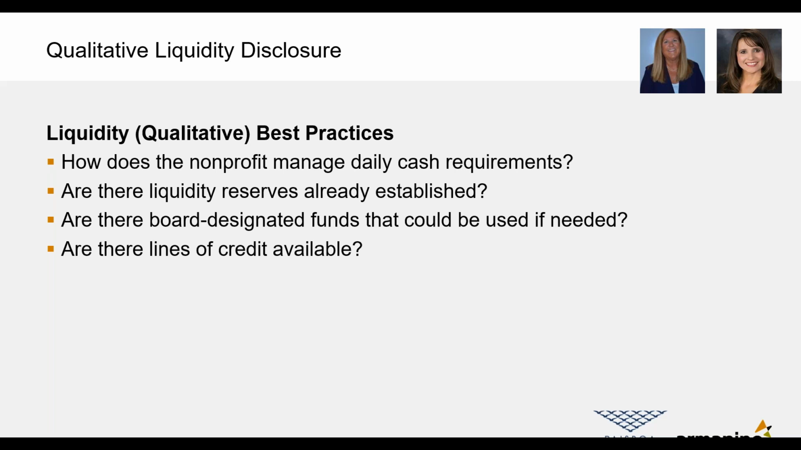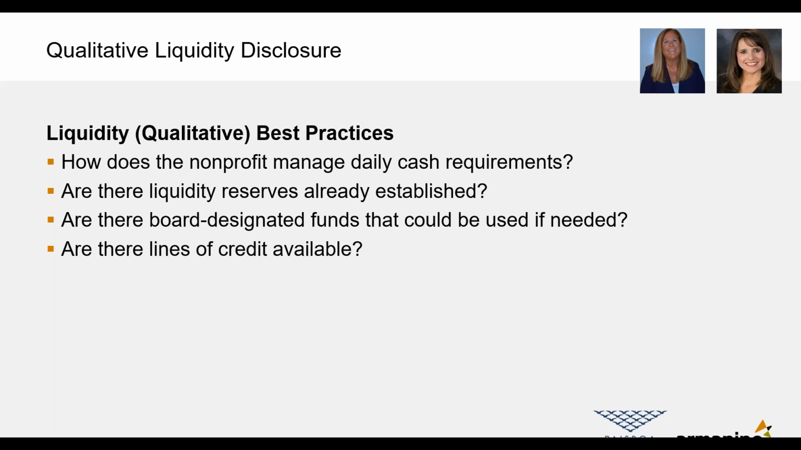Some of the things that you'll want to consider: how do you manage your daily cash requirements? Are there liquidity reserves? Are there board designated funds? Are there lines of credit that are available? Some other things that FASB said you may want to consider are any unusual circumstances, like special borrowing arrangements and requirements imposed by resource providers. If you have any known liquidity problems that are significant, you may want to disclose that.